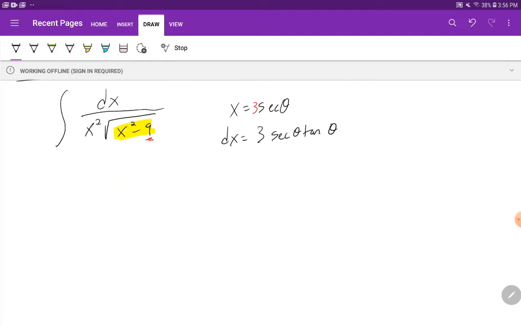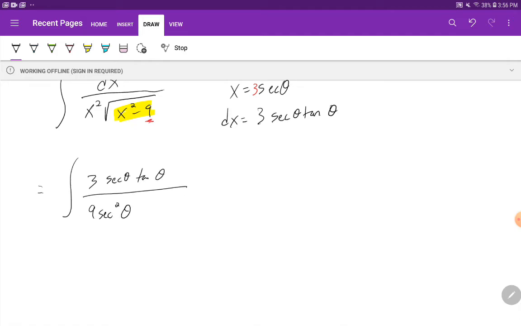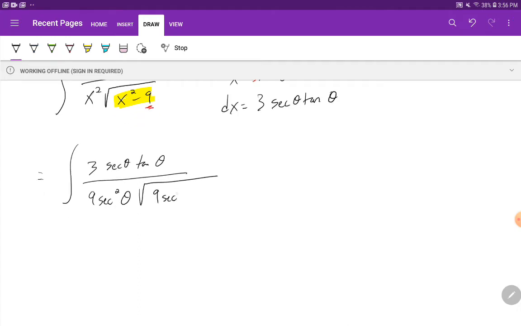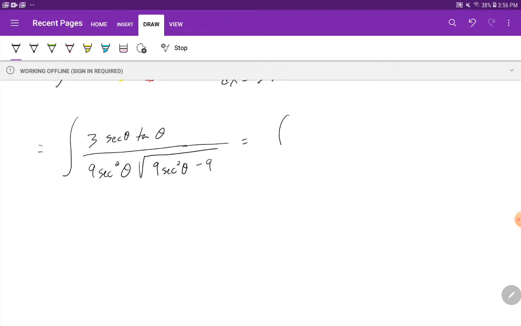All right, so we're going to make some substitutions and see what happens. I'm going to do this one a little quicker than the last one. dx is equal to 3 secant theta tan theta over x squared, which is 9 secant squared theta, square root of another x squared, so 9 secant squared theta minus 9. And we're just going to do some cleanup here. No integration yet. Just cleanup.